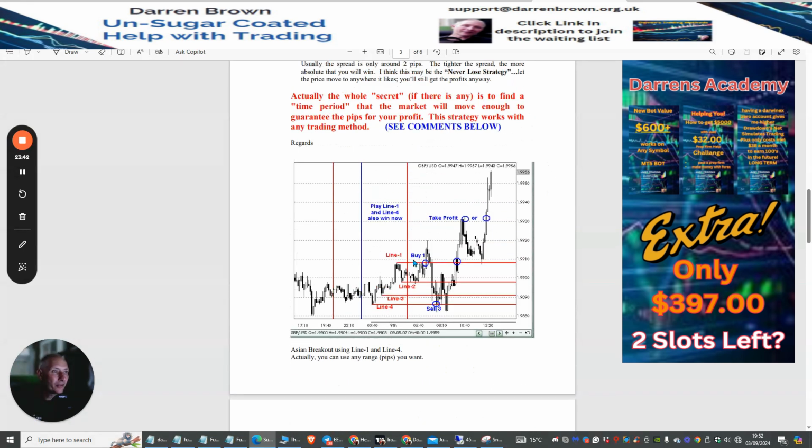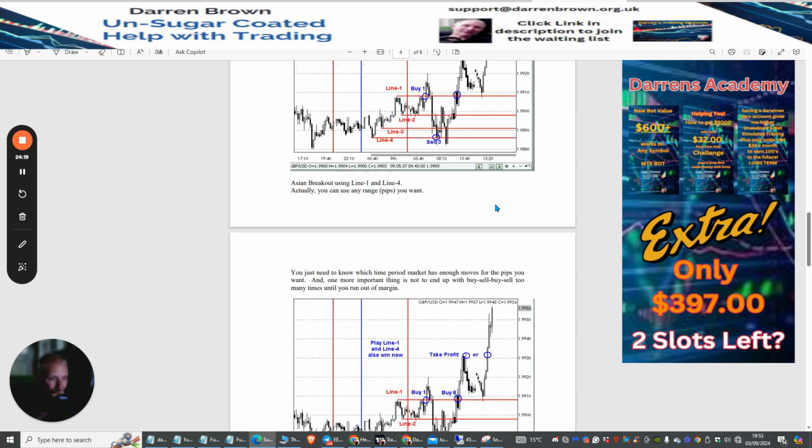So you can see here that this is a trade. It's bounced down, it's gone back up, it's bounced down, it's gone back up. And you'll see that this is your line 1, line 2, line 3, line 4. So you see the Asian breakout using line 1 and line 4. Line 1 is where it's gone in and it's come down. Then you play line 1 and line 4, and also win. Take profit: this will be a point where you come down, you take profit, come back down, it's gone back up, and you can take profit again.